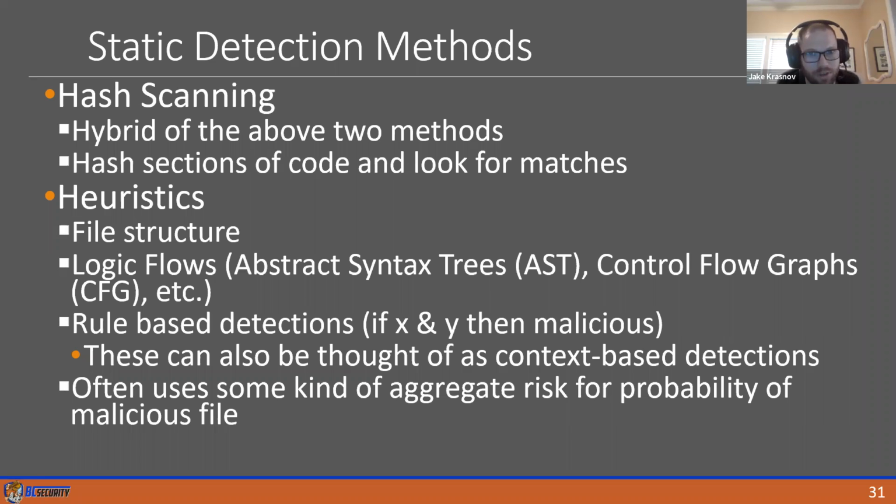Then we can also do rule-based detections, which typically use a combination of hash scanning and some of these other things. You can think of them as context-based detections. It's if X and Y, then malicious. So if you see download data and RC4 encoding, then it's malicious, but RC4 encoding by itself or download data by itself is not malicious. That's how a lot of modern AVs and EDRs are working together. Most of them use some kind of aggregate of all of these.